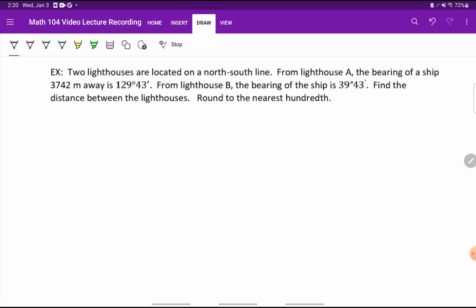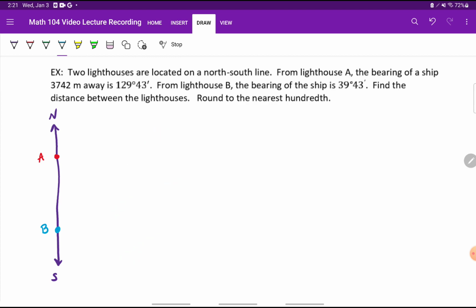Like always, we're going to start with a good diagram. We've got two lighthouses located on a north-south line. So we're going to start with a north-south line. And I have two lighthouses, one here and one here. There is a boat that's out in the water here.